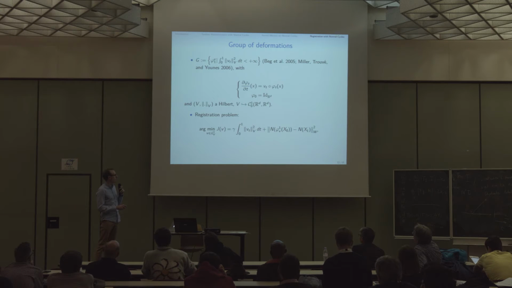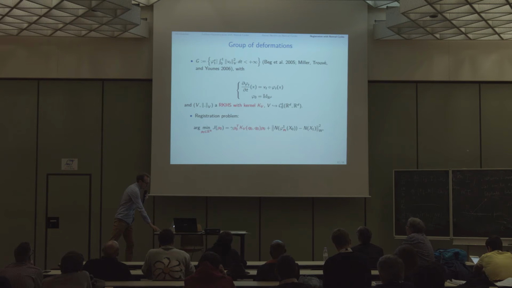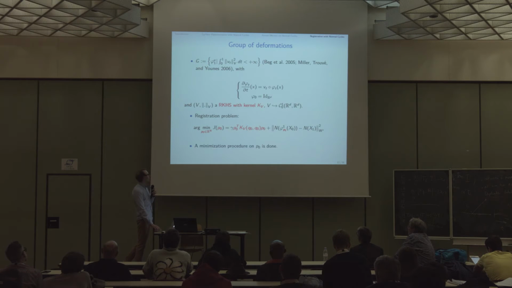So here we have the deformed shapes and the normal cycle associated with the deformed shapes, and here we have the target shapes. Of course, for now, this is a minimization on an infinite dimensional vector space, but by introducing reproducing kernel Hilbert space, in the discrete framework, this only depends on the initial momenta, which is finite dimensional. So we can apply a minimization procedure.